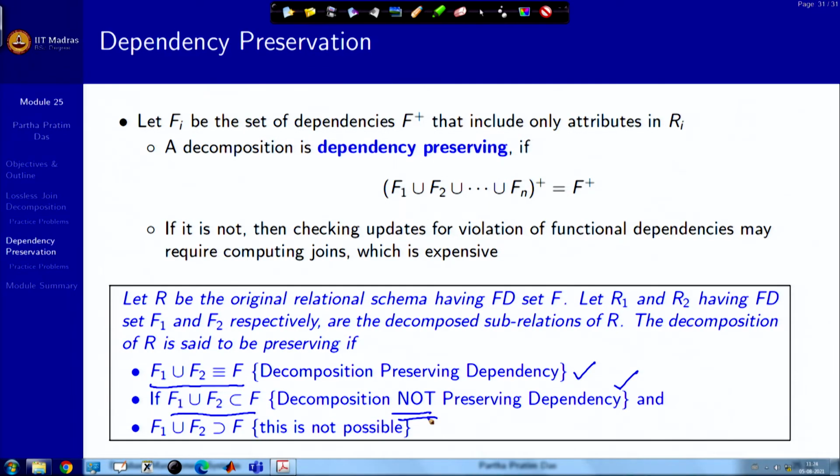Obviously, some dependencies are not preserved. The other side, that F1 and F2 cover F, but F does not cover F1 union F2, is not possible, because you have started with a subset from F plus, both in F1 as well as in F2. So, these cases cannot arise. So, we have just two cases. This is dependency preserving, this is dependency not being preserved.